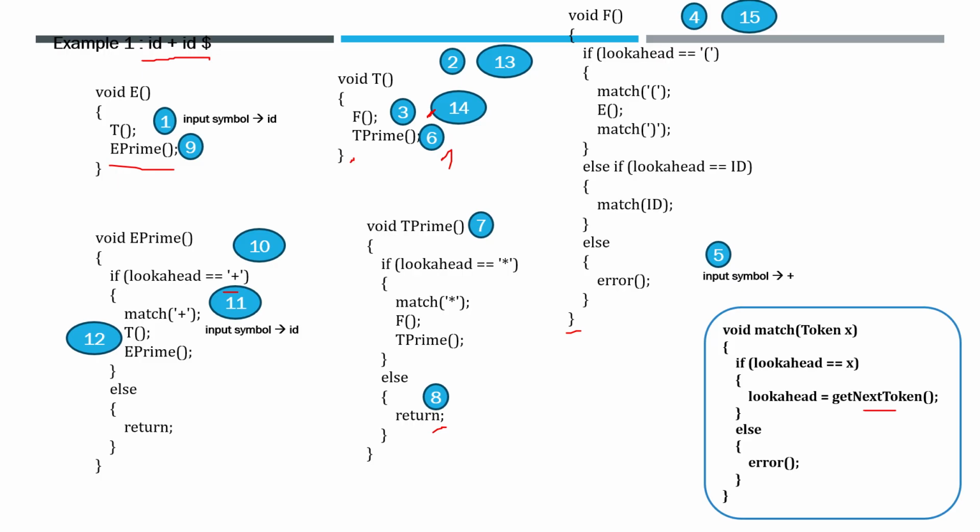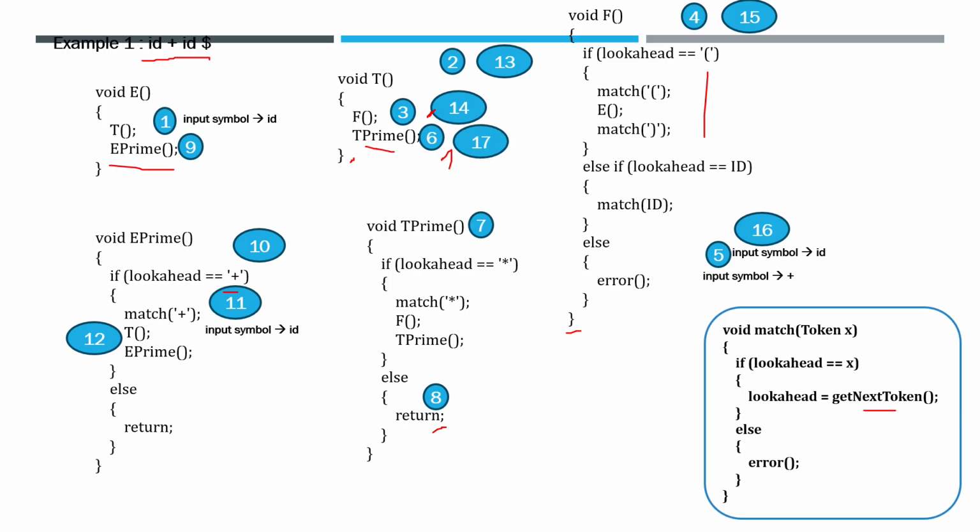And what is the next symbol? This particular if will be false. It moves to the else if look ahead equal to ID. Then it calls the match function here. What is the next symbol that we have? Input symbol is ID. So it will be matched here. And it moves back here.